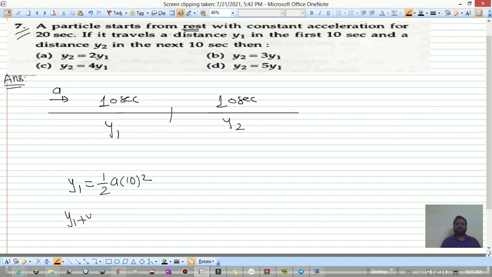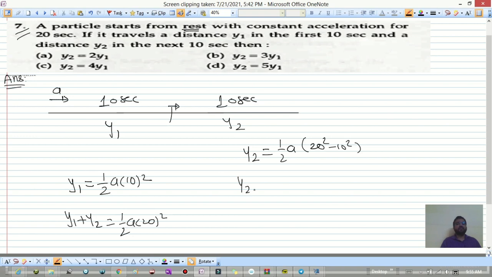And if we take y1 plus y2, now why do I consider y1 plus y2? Because we don't know what the initial velocity is at this point. So consider y1 plus y2, and it will become 1 by 2 a into 20 squared. Now put y1 over here, and you will get y2. So y2 is equal to 1 by 2 a in bracket 20 squared minus 10 squared.